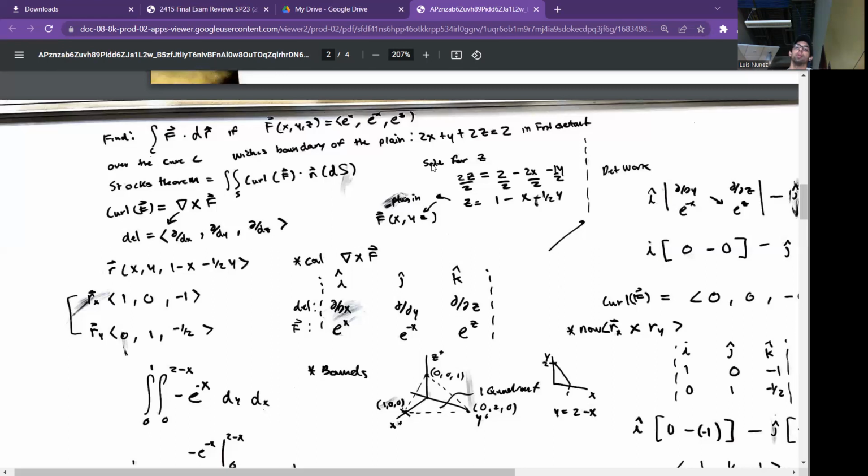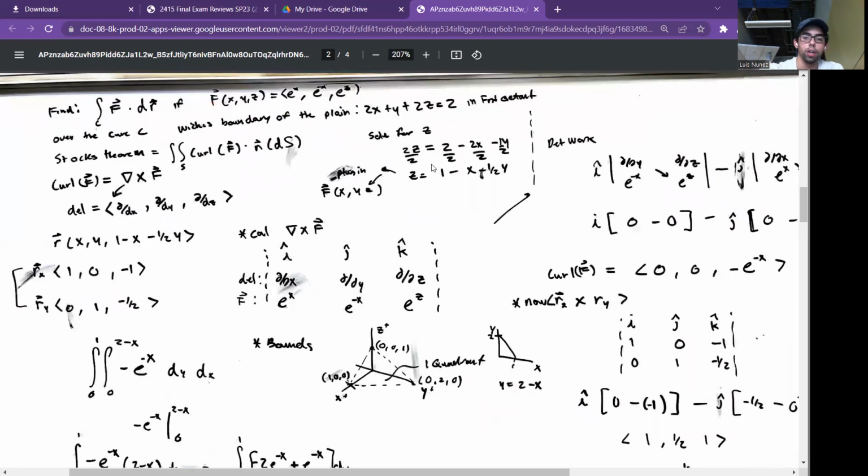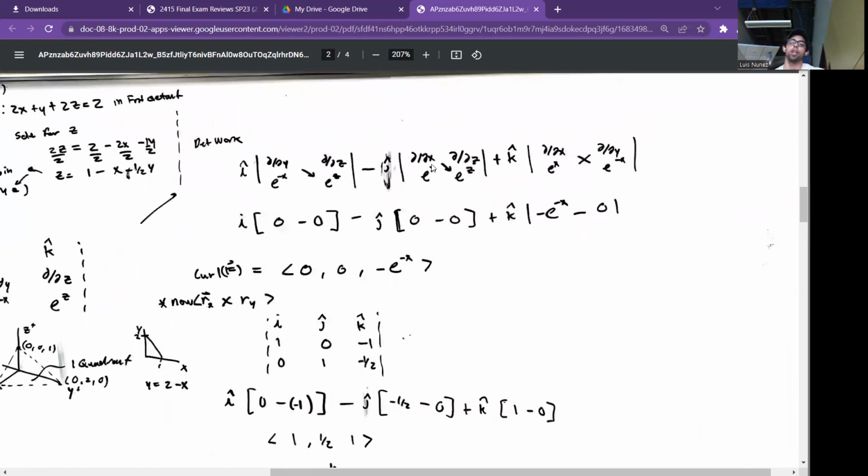The next thing I did is I put my vector field inside, and I ended up getting these variables. Again, I solved for z and put z inside. Then I took my partial of x and my partial of y. I ended up with these two vectors, which are 1, 0, -1, and 0, 1, 1/2. After that was set, I started working on the cross products. Whenever I have an interesting cross product that I don't know how to do, I use the i, j, k hats to help me label everything correctly.